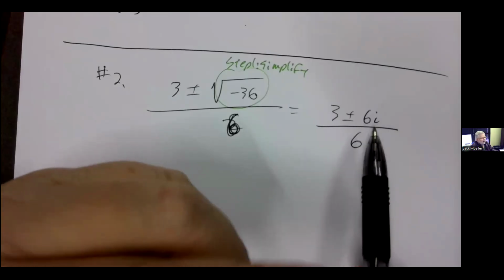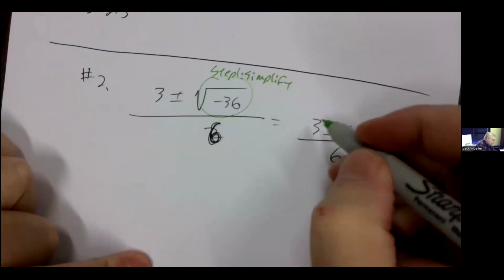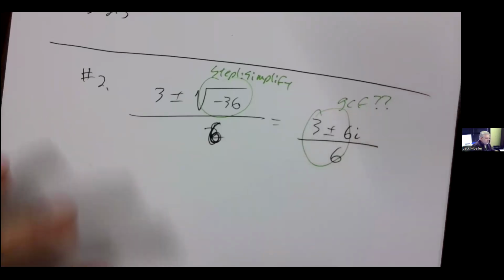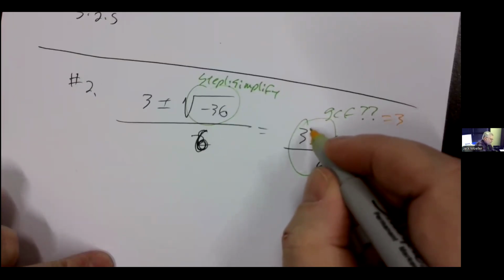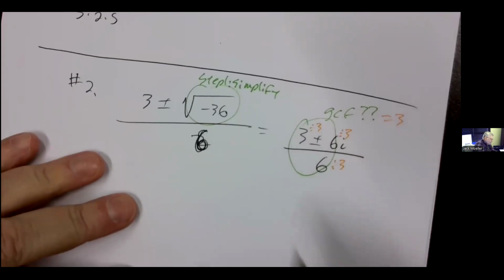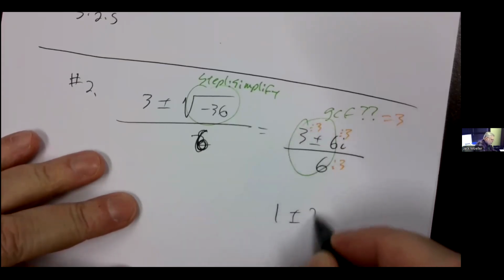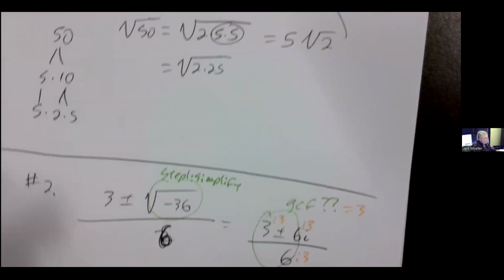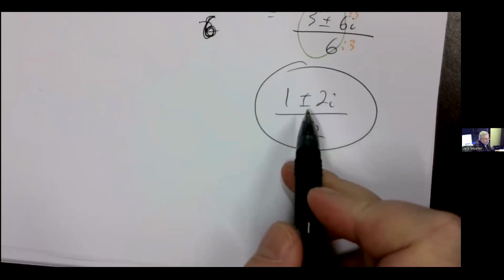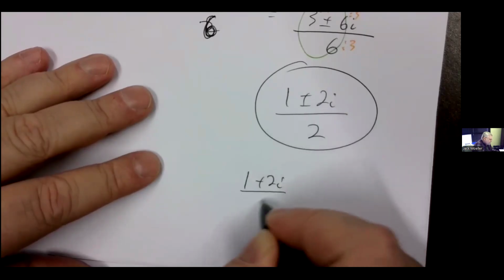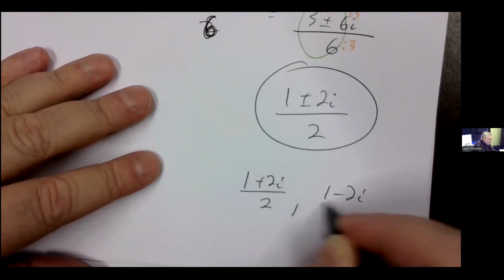With that I still tend to ask, is there a GCF in all three? Well, 3, 6, and 6 can all be divided by 3. So divide each one of these by 3. So that would be 1 plus or minus 2i over 2. Again, without MATLAB having that plus or minus key, that would be 1 plus 2i over 2, comma 1 minus 2i over 2.